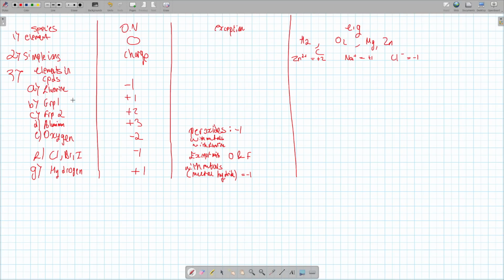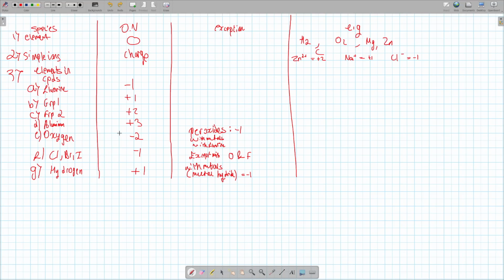Okay. Group 1 metals like Na, obviously Na plus is always like plus 1. Group 2 like magnesium, Mg2 plus is always going to be plus 2. Aluminium is going to be plus 3. I'm sure many of you know this already.